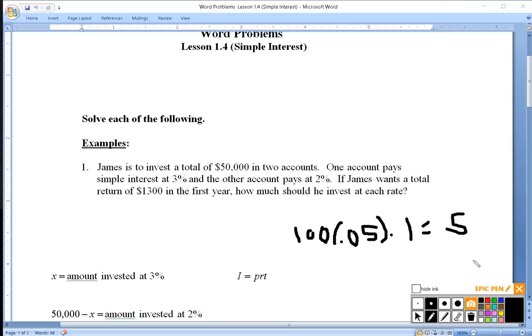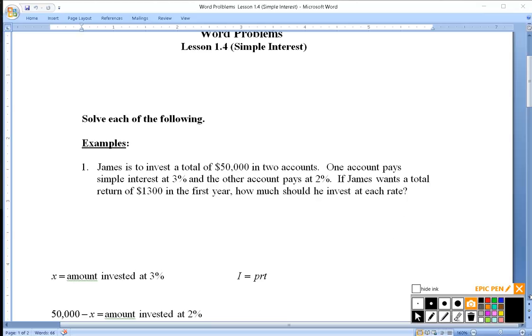So simple interest is constant, so it would be $5 every year. If you're dealing with compound interest, that does change, but here we're dealing with just simple interest. Okay, so there you have an example how that works.